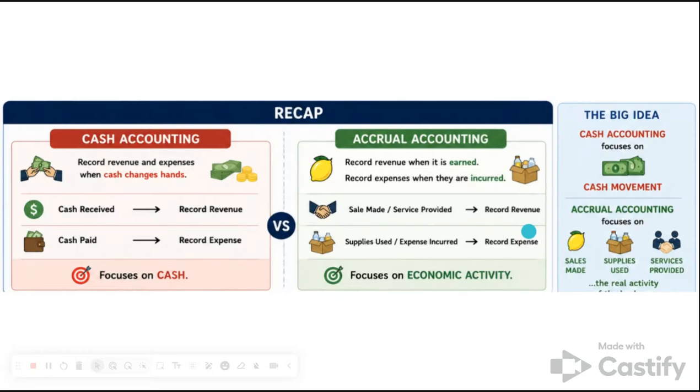Let's review. Cash accounting records revenue and expenses when cash changes hands. And accrual accounting records revenue when it is earned and records expenses when they're incurred. Cash accounting focuses on cash. Accrual accounting focuses on economic activity. So if someone buys your lemonade today but pays next week, cash accounting and accrual accounting will treat that transaction differently. That's why the difference is so important. It's one of the key ideas that separate basic bookkeeping from modern financial accounting.